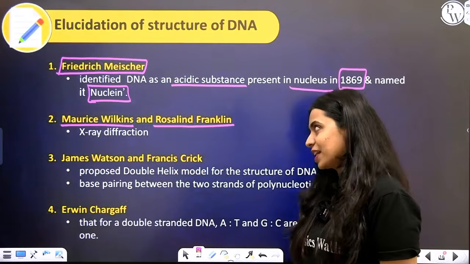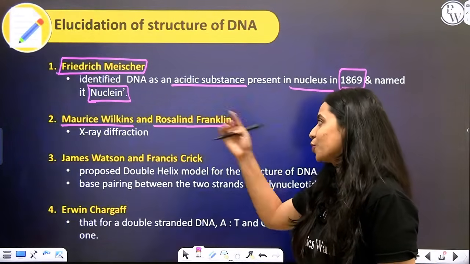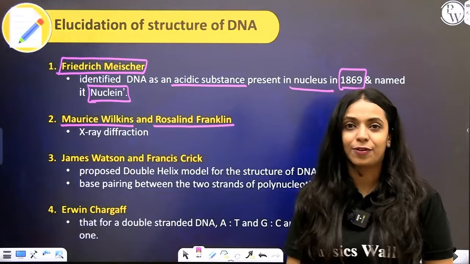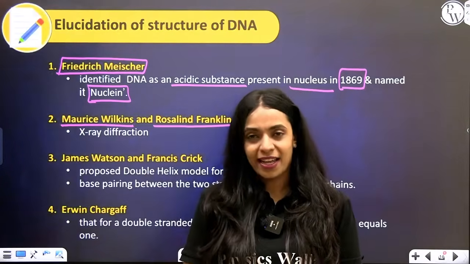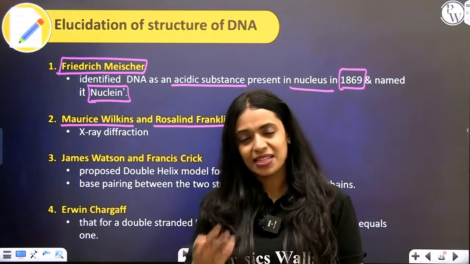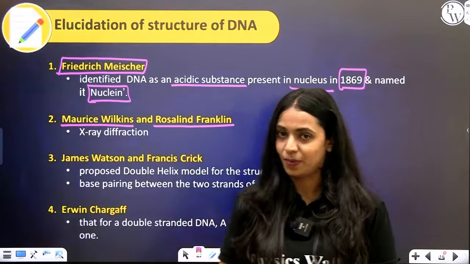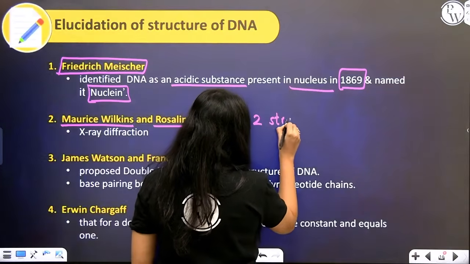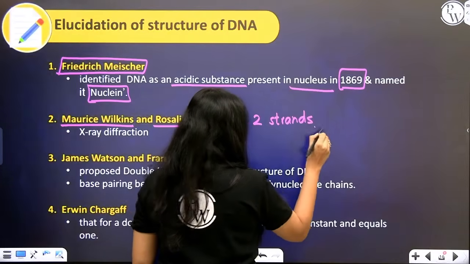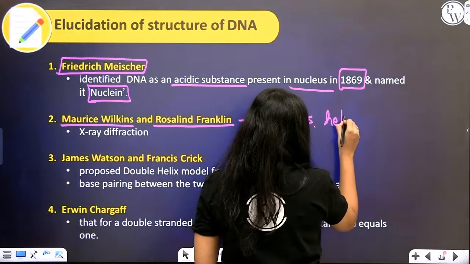So what Maurice Wilkins and Rosalind Franklin were basically working on was X-ray diffraction. They were performing X-ray diffraction of DNA, and they found out that DNA has two strands, and they already said that it's helical in nature. Okay, so they already said that DNA has two strands and it is helical.